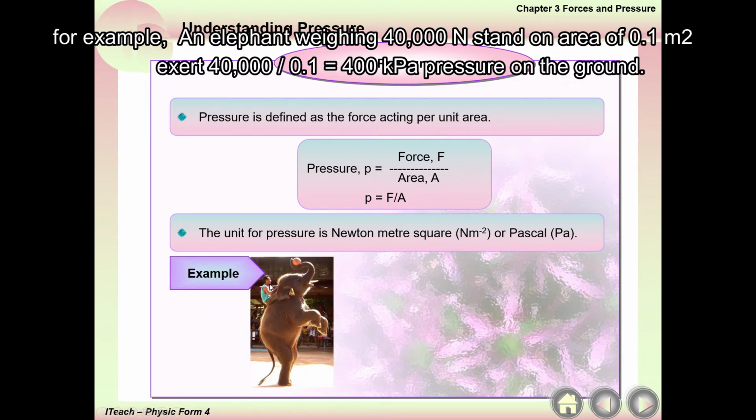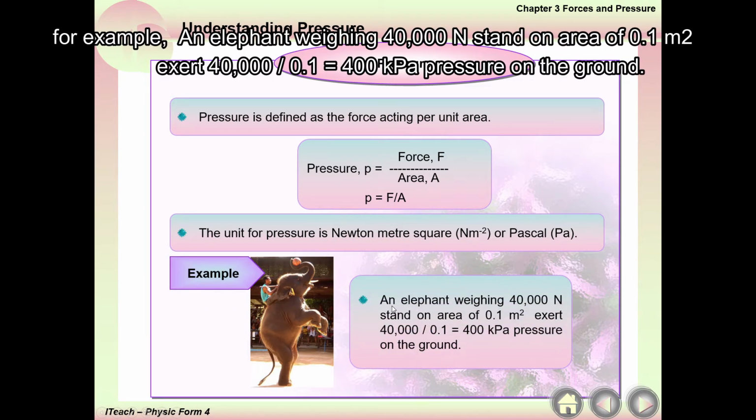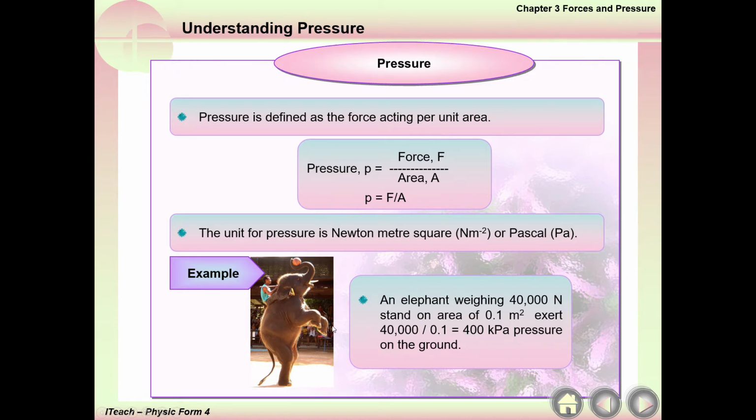Okay, for example, here, an elephant weighing 40,000 Newton standing on an area of 0.1 meter square exerts 40,000 over 0.1, equal to 400 kilopascal pressure on the ground.